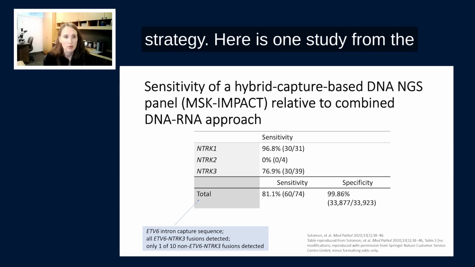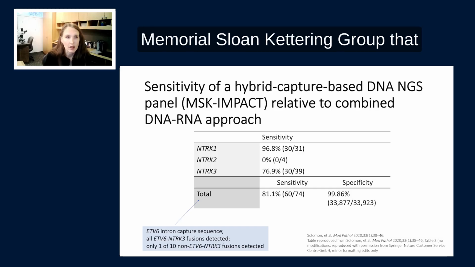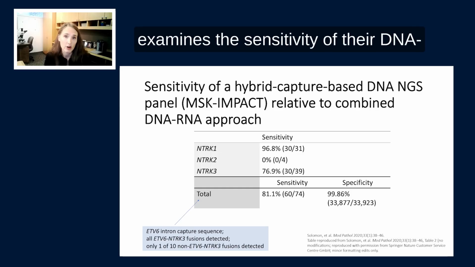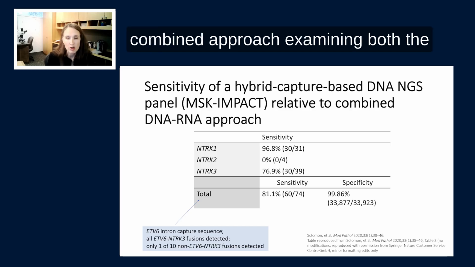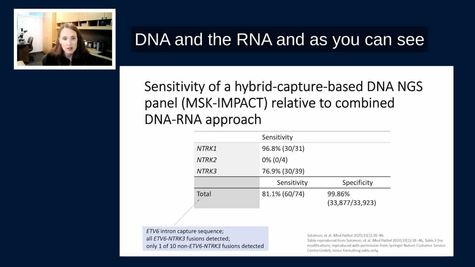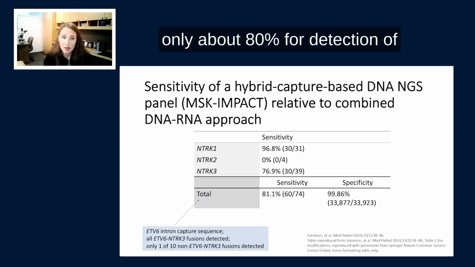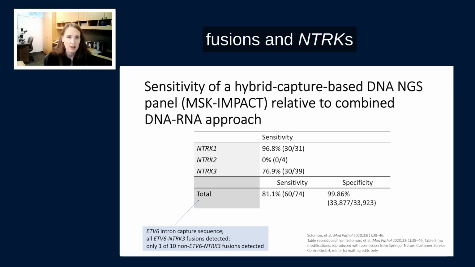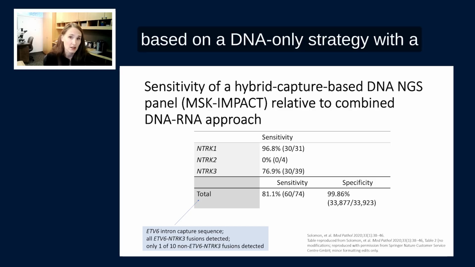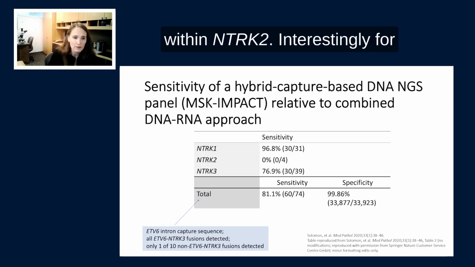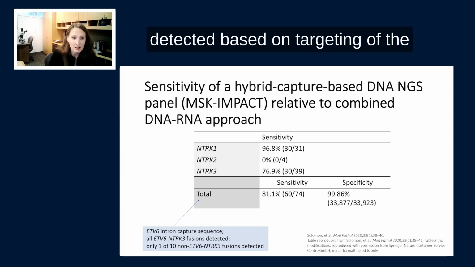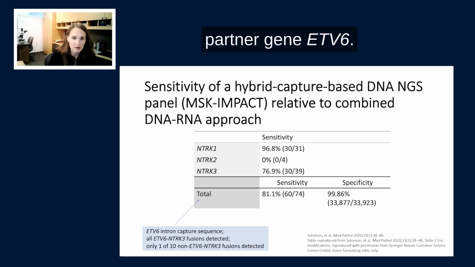Here is one study from the Memorial Sloan Kettering group that examines the sensitivity of their DNA-based IMPACT panel relative to a combined approach examining both the DNA and the RNA. And as you can see from the table, the sensitivity is only about 80% for detection of fusions in NTRKs based on a DNA-only strategy, with a general inability to detect fusions within NTRK2. And interestingly, for fusions in NTRK3, most of those were detected based on targeting of the partner gene ETV6.